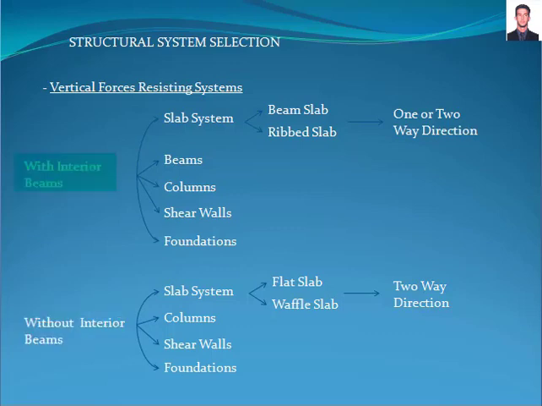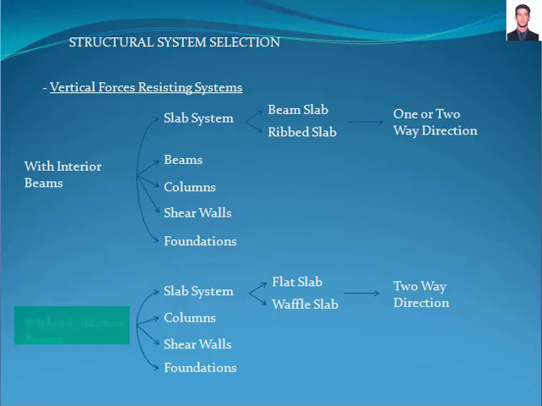The system with interior beams is composed of slab, which has 2 basic types: beam slab and rivet slab, and can be designed in 1 or 2-way directions. The other components of this system are beams, columns, shear walls, and foundations.